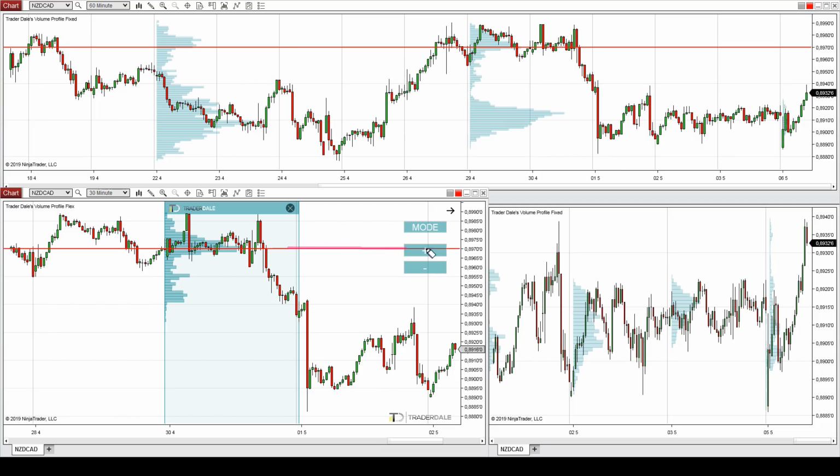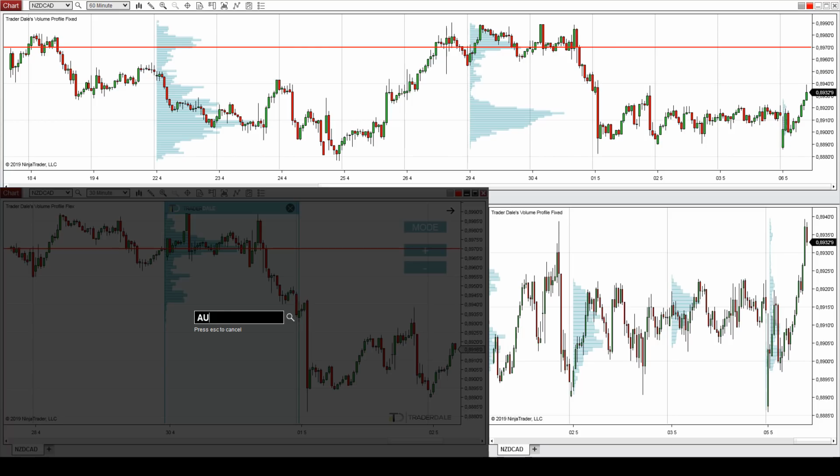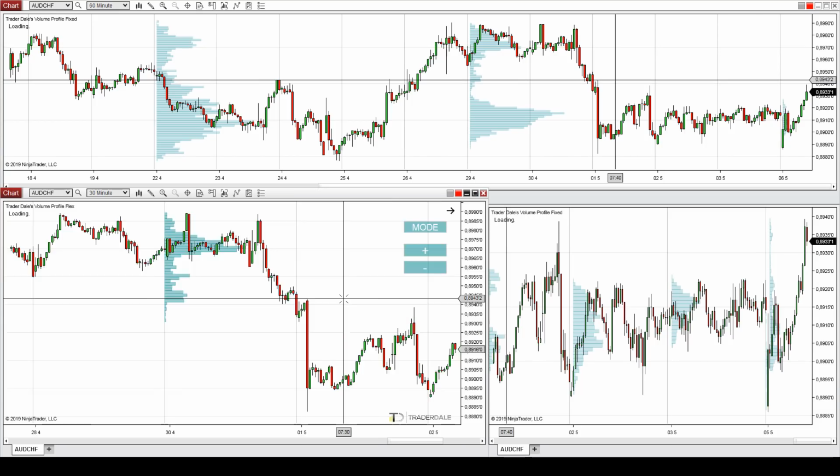The exact value of this level is at 0.8970. Alright, so this is the strong intraday resistance zone. Let's now go into the Australian dollar, Swiss franc.